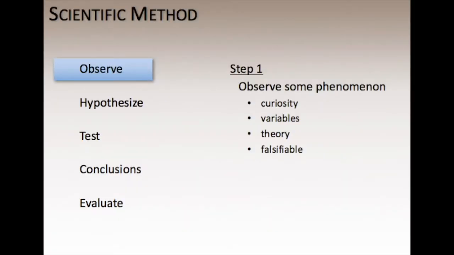The first step in conducting scientific research is observing some phenomena in the world. The phenomena that scientists study are called variables. A variable is anything that can change.